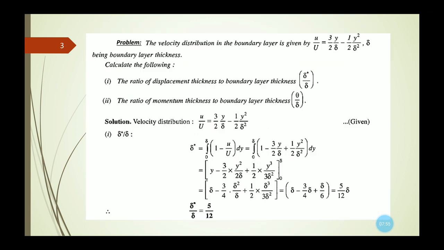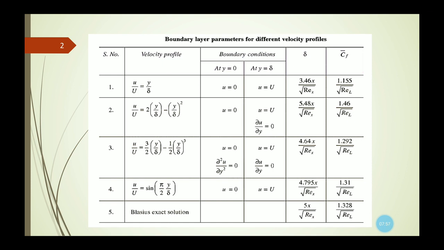Now let us move to the table that we have seen earlier. Here you can see that for each and every velocity profile except the Laplace solution, the boundary conditions are given. Like for the first one, small u by capital U is y by delta. Here the boundary conditions are given as at y equals 0, small u equals 0, and at y equals delta, small u equals capital U.